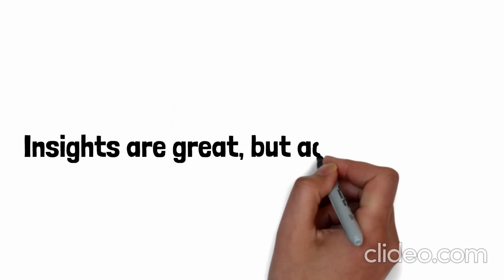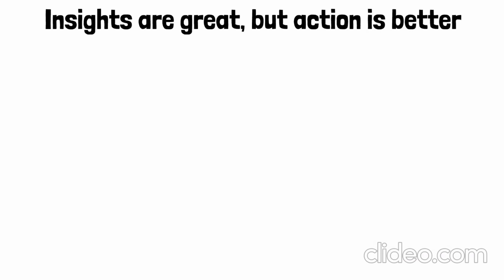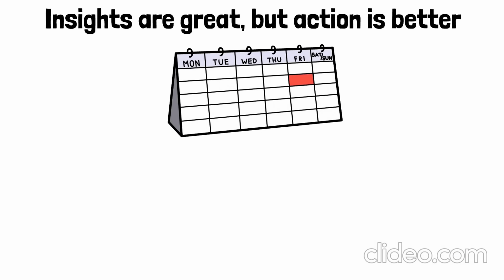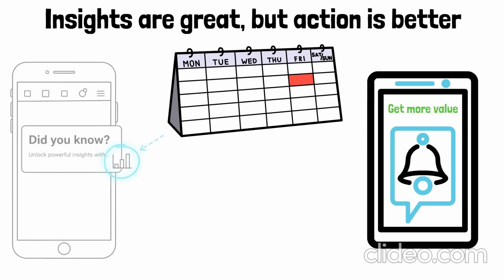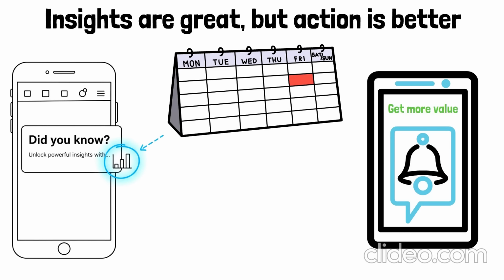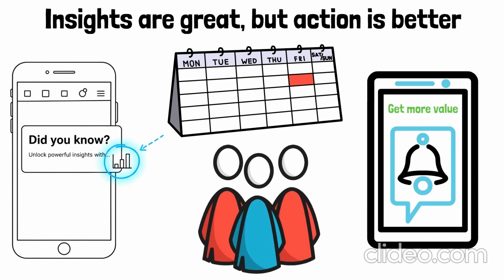Insights are great, but action is better. If you see a drop-off after week 2, you can trigger lifecycle messaging, like a targeted email with tips for getting more value. If a cohort that used a specific feature has higher retention, you can create in-app messages to educate other users about that feature.